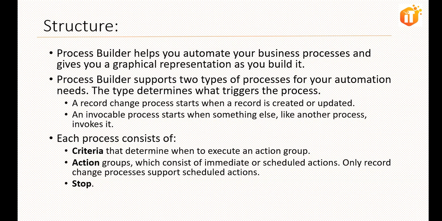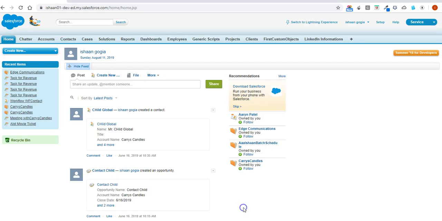Criteria determines when to execute an action group. Action consists of immediate and scheduled actions. Like we had in our workflows, we can perform any action either on an immediate basis or we can schedule it. Same way, we have actions in process builder also. And as I mentioned, we need to have a stop statement at the end of every branch. So without wasting any time, we will go into our org and we'll see what our process builder does.